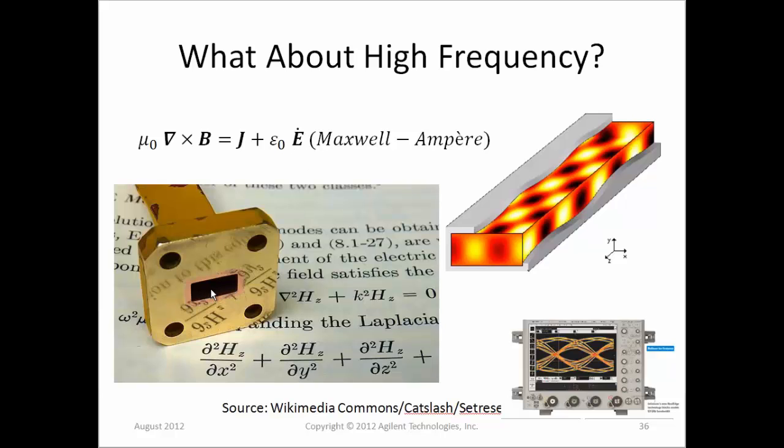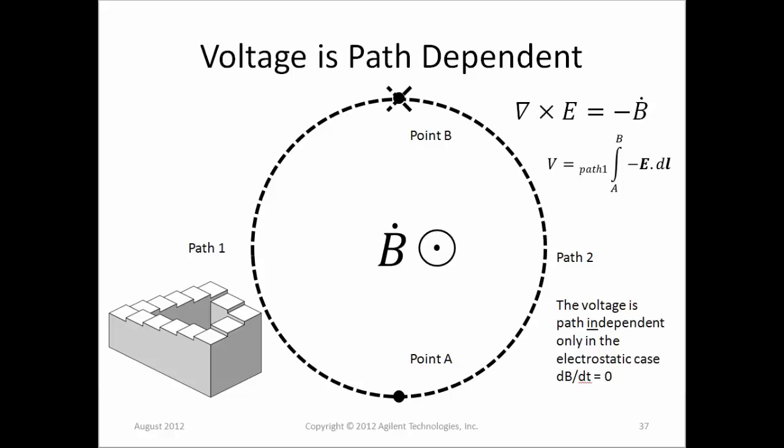So in the case of a waveguide, there's no center conductor. There's actually no free current anymore. The magnetic field is generated entirely by a changing electric field. And conversely, with Faraday's law, a changing magnetic field can generate an electric field. You don't need electrostatic charges anymore to generate the electric field, and the voltage becomes path dependent. You have to specify a path and integrate the electric field along that specified path to determine a voltage.